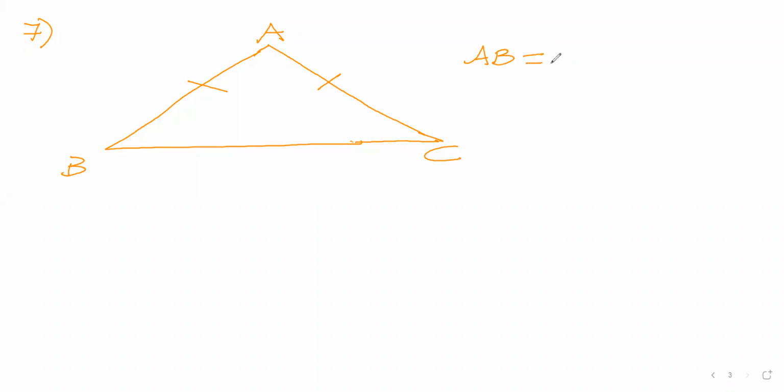So we have AB is equal to AC, which is equal to X. BC is 10 centimeters. Okay, that's given to us.